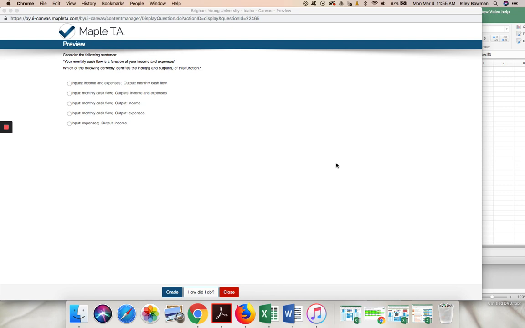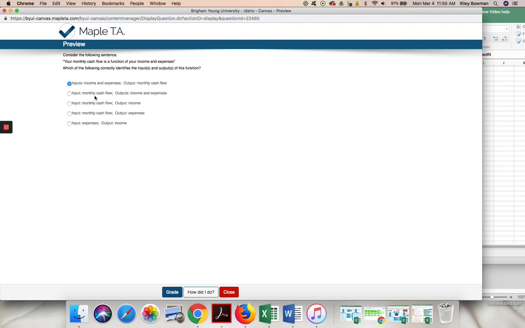So we have our monthly cash flow is a function of our income and expenses. So we're putting in our income and expenses and we're getting out the cash flow. So let's look down here at inputs. Our income and expenses, good. Output, monthly cash flow. So I wish that was last so we could go through all of them. Let's go to the next one though.